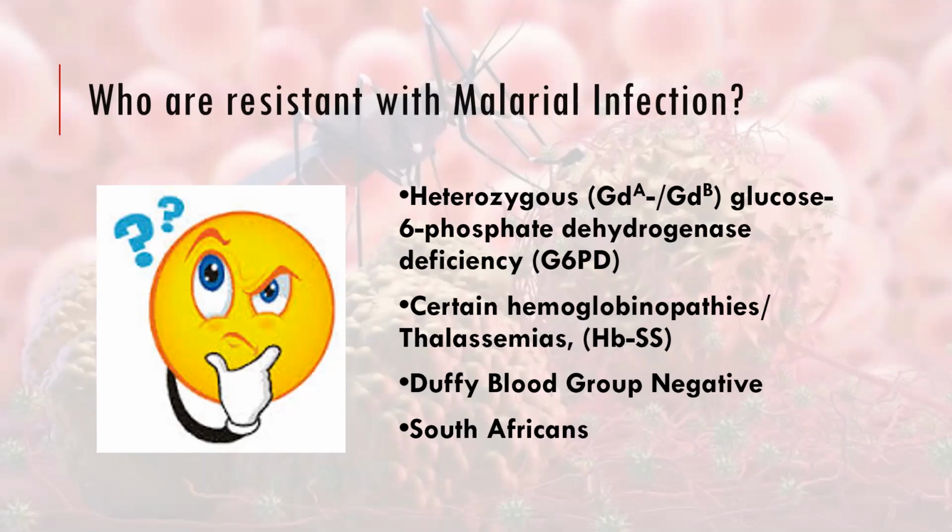Bakit yung mga South Africans ay resistant sa malarial infection? Kasi may natural immunity daw sila. Nakitaan ang mga South Africans ng natural immunity against malaria. Yun nga lang, meron silang sleeping sickness, West African and East African. Pero yung mga South Africans, they are free or they are resistant with malarial infection.